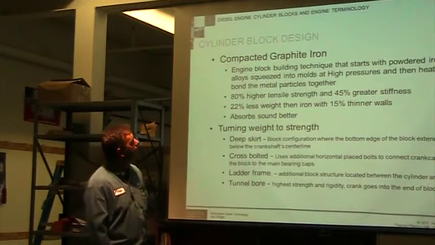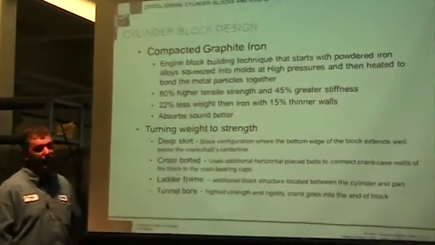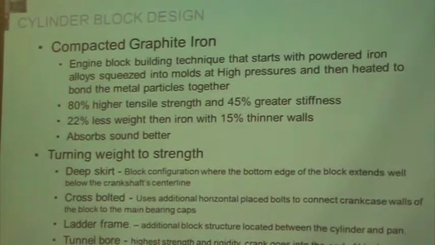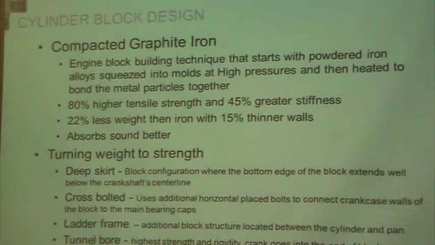The third style is compacted graphite iron. They take the engine block technique. It starts with powdered iron alloys, squeezes them into molds at high pressures, and heats them, which bonds the metals together. This is called sintered. Even in our gas engines, we have sintered bearings. Briggs & Stratton use a lot of sintered bearings. When you look at them real close, it looks like really porous material.